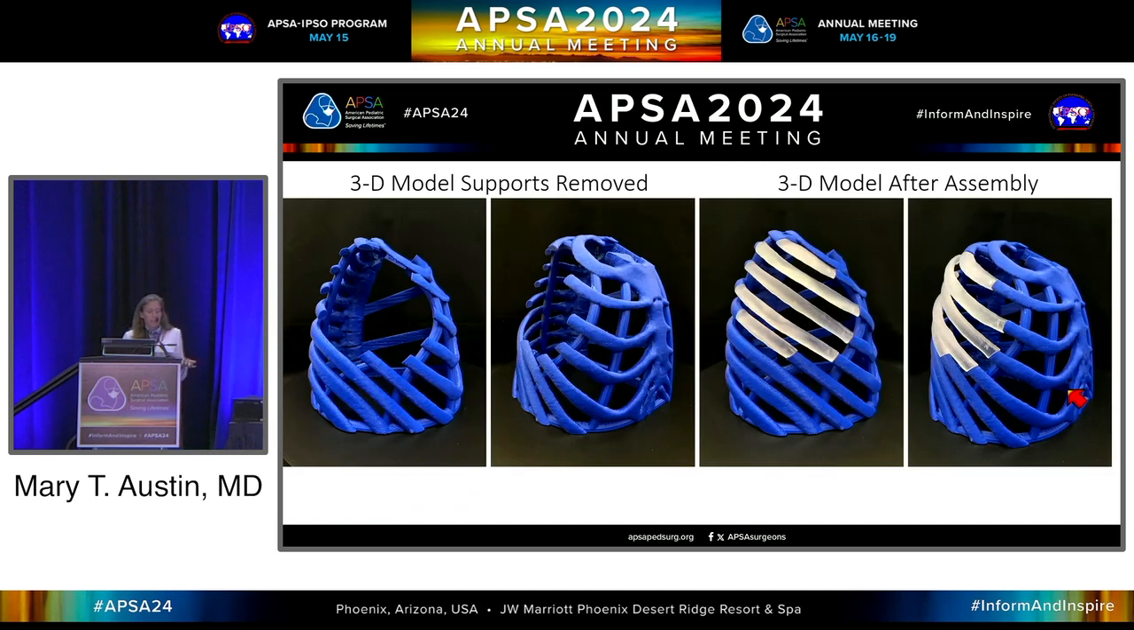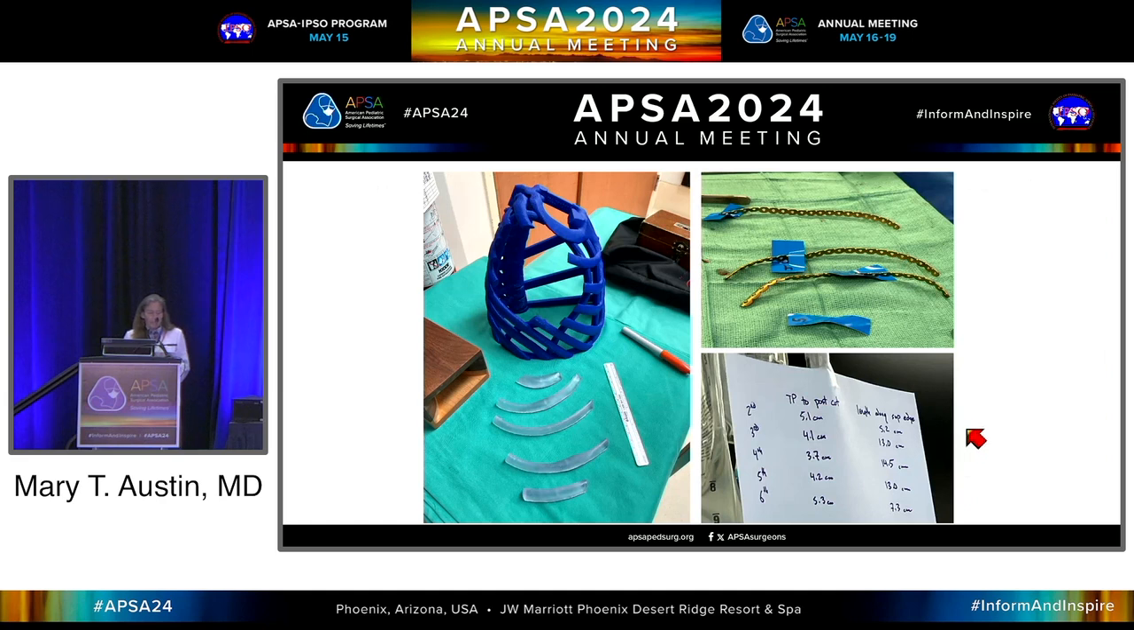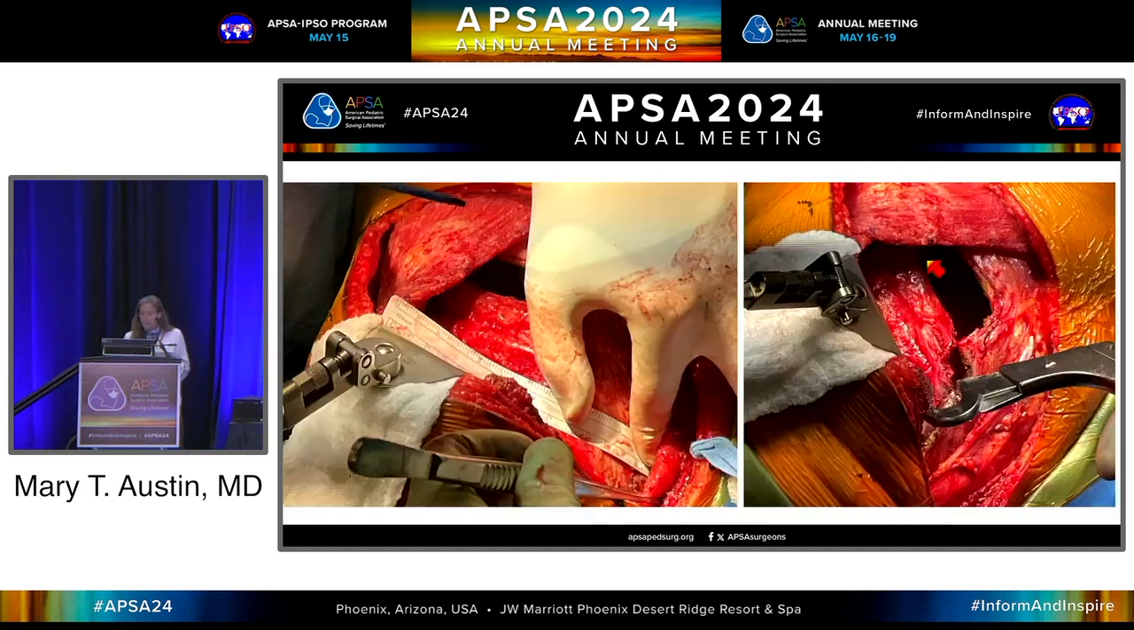Here's the model after printing with the supports removed, and then with the model implants as well after assembly. In the operating room, the surgeon measures the cut location on the model, then makes cuts on the patient based on these measurements. In this way, we can perform a no-touch tumor surgery such that we, as surgeons, are confident that we are remaining outside the margin of the tumor. The plates shown in the photograph here have already been pre-made based on the model measurements.